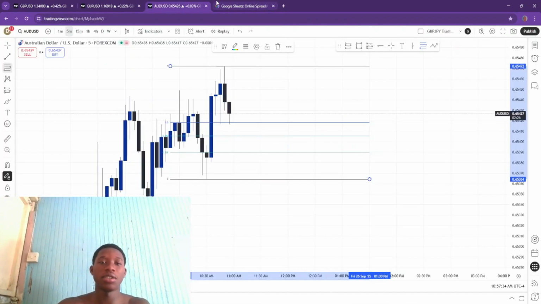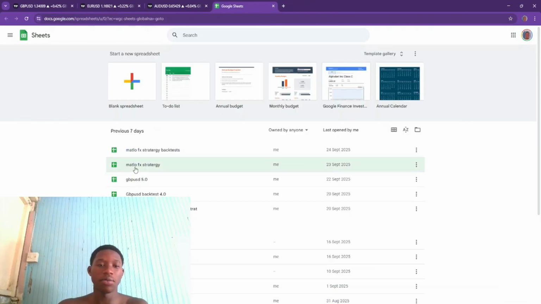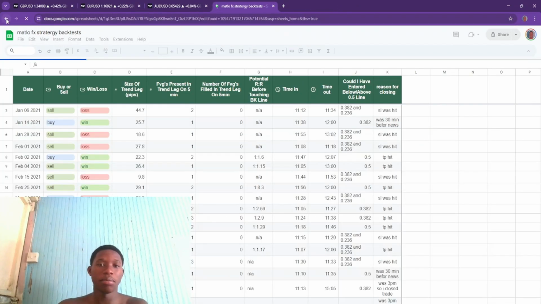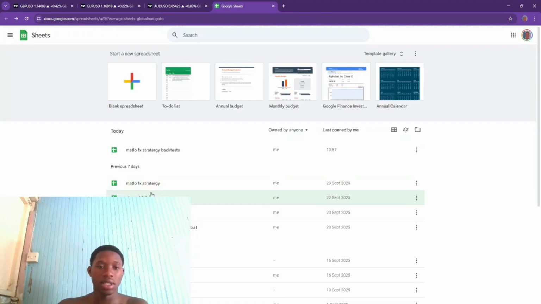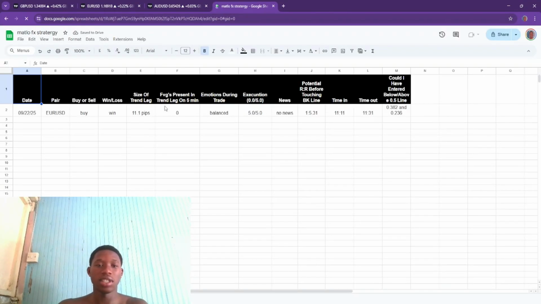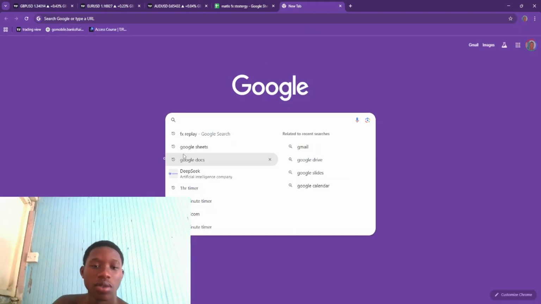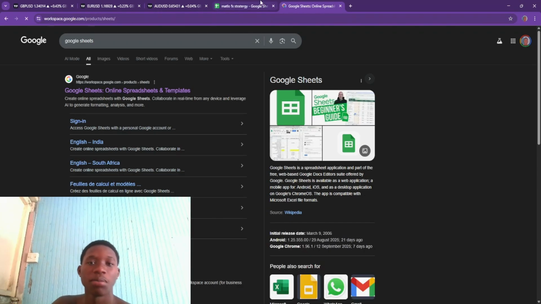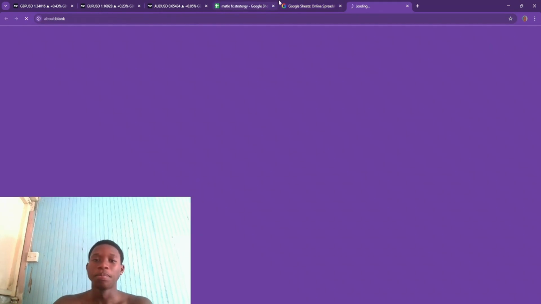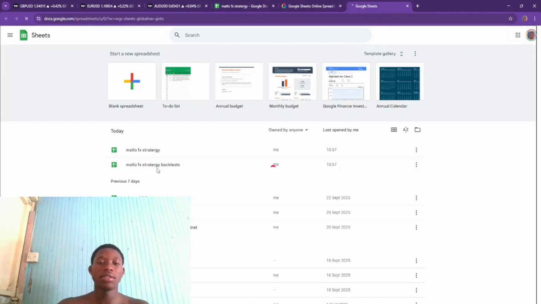I had to journal my trade from yesterday. I didn't journal it, so we have to improve on that. No, that's my back test. Matlow FX strategy. Okay, time in FVGs. We have to take some notes from the previous. They have some columns I need to add.